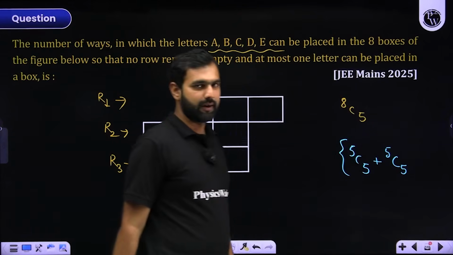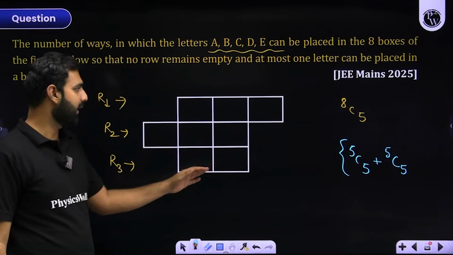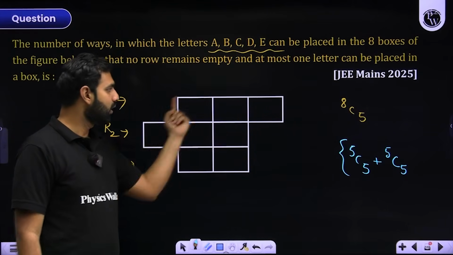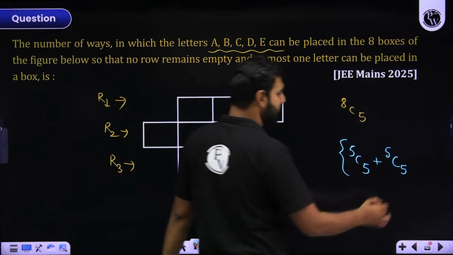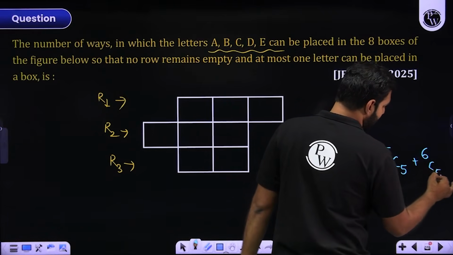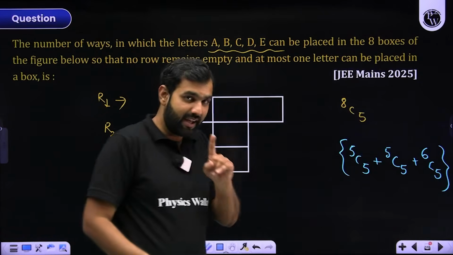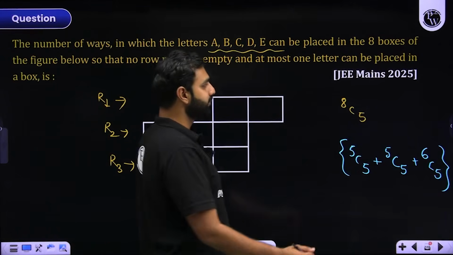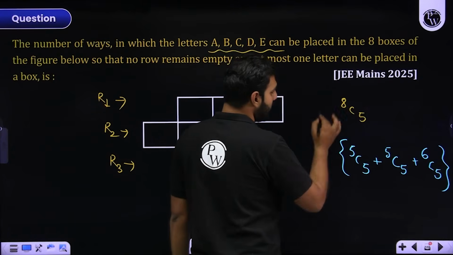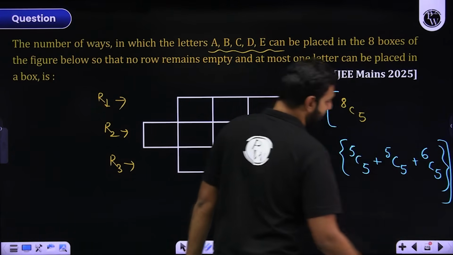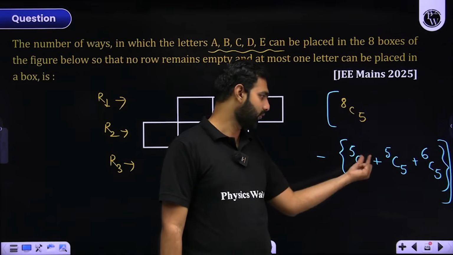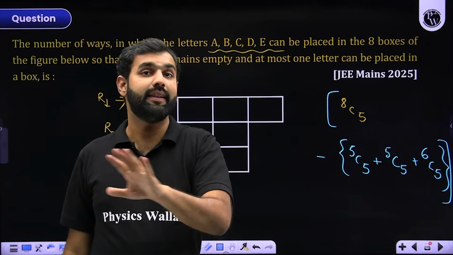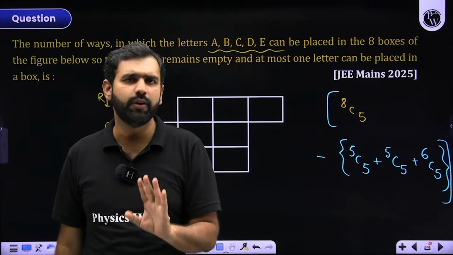What about the third part? If I wish to keep the third row empty, I'm left with 1, 2, 3, 4, 5, 6 boxes. So out of these 6 boxes, if I were to choose 5 boxes, it can be done in 6C5 ways. So these are the ways in which I'll have exactly 1 row empty. First row empty, second row empty, third row empty. So out of total cases, if I could get rid of the cases where I'm having exactly 1 row empty, then I am left with the cases when there is no row which is empty. Did you get this part?